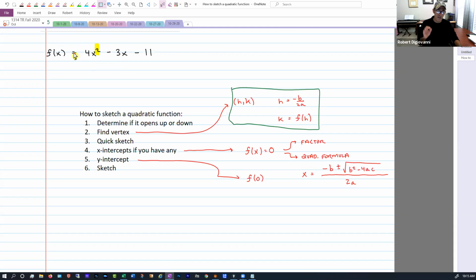For a quadratic, there's a lot of things we can figure out about a quadratic. So I want you to demonstrate that you know we're looking at a quadratic, which we are here. So step 1, up or down. So does this open up or down?